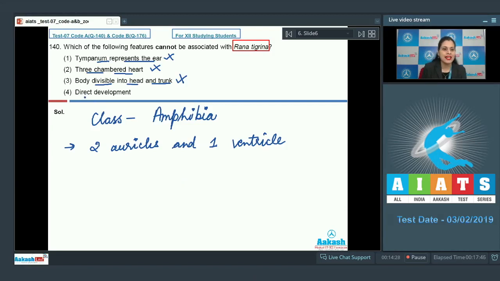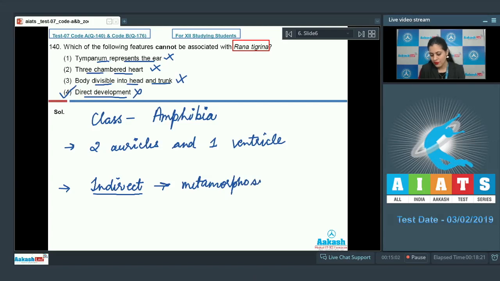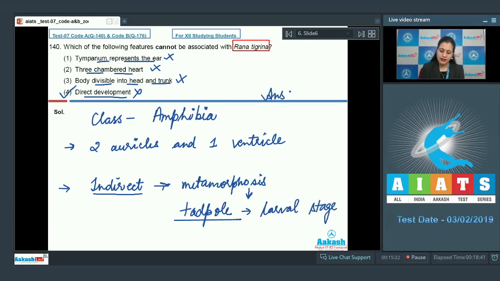And the last option given is direct development, and as it is an incorrect statement, this is a correct answer to our question because this feature, direct development, is absent in Rana tigrina. Generally development in Rana is indirect. Metamorphosis is usually present, and a fish-like larval stage is present, which is known as tadpole. So the correct answer to this question is option number 4. Let's discuss our next question.